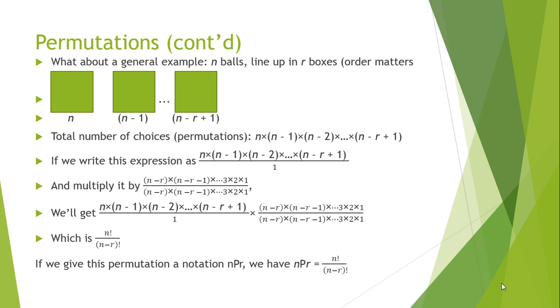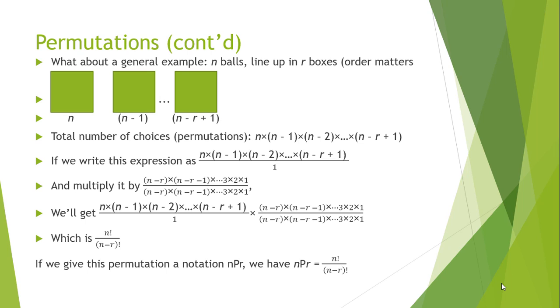So let's think about this. If n equals 5 in the previous example and r equals 3, we have 5 times 4 times 3. So the last box is 3. Well, keep in mind that n is 5 and r is 3. So 5 minus 3 is 2. But our last box is 3. So it should be 2 plus 1.